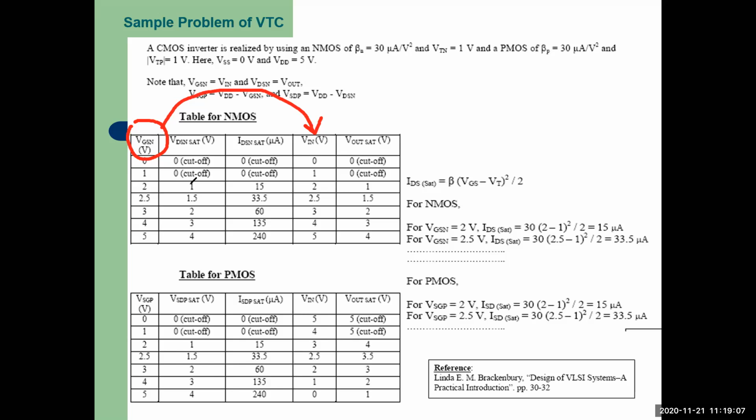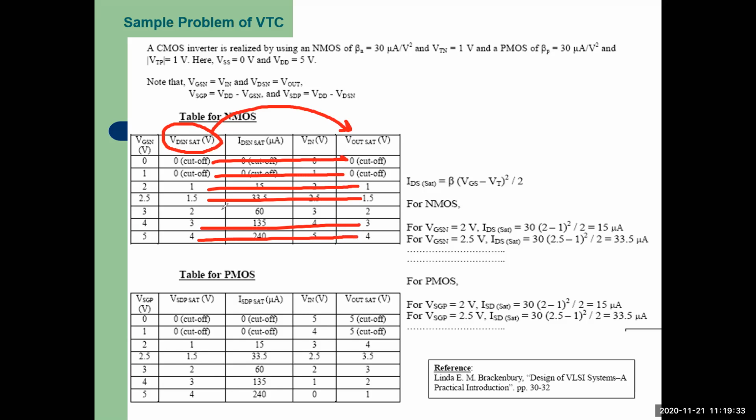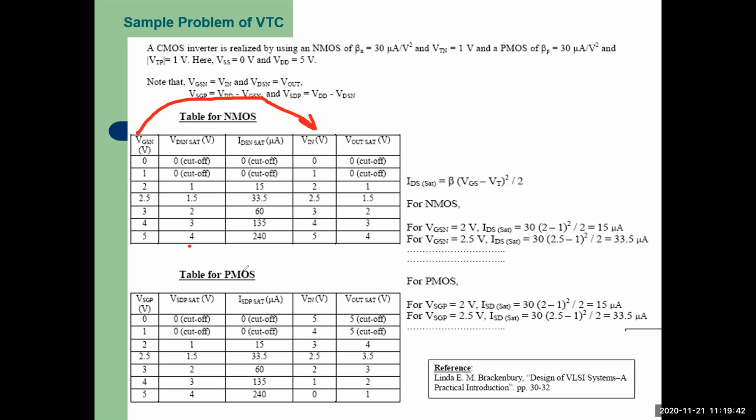So 0, 0, 1, 1, 2, 2, 2.5, 2.5. So they are actually equal, right? 5, 5, 4, 4. Can you see that? So this is actually clear. Now VDSN, this is your V out. So this one will be equal now. 0, 0, 1, 1, 1.5, 1.5, 3, 3, 4, 4. They're equal. So actually, this column will be going here, equal. So this table is finished. Understood?